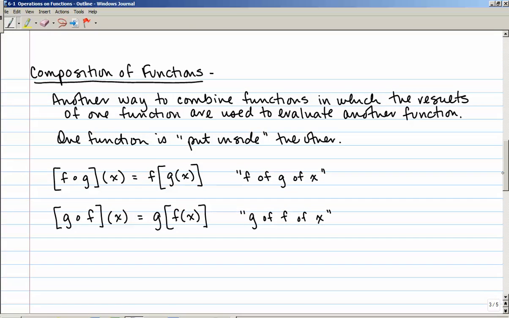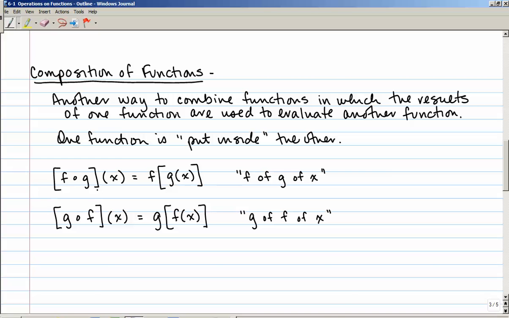Composition of functions. This is another way of combining functions other than addition, subtraction, multiplication, and division, in which the results of one function are used to evaluate the other function. In other words, one function is put inside of the other. And here's what the notation looks like.